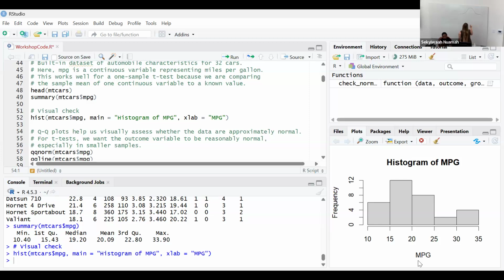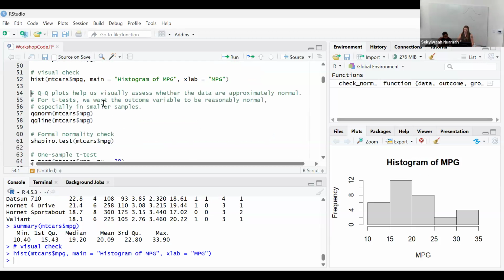But then this data looks roughly normal, maybe a little bit up on the end, just due to the last couple of cars having miles per gallon between 30 and 35. So we can't say for sure if it's normally distributed or not.